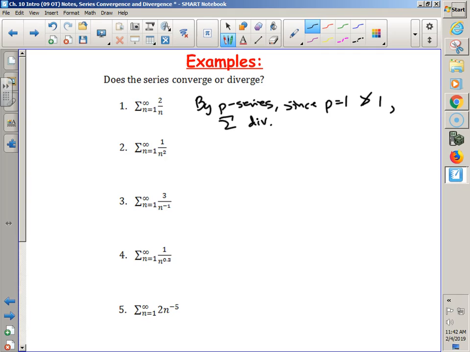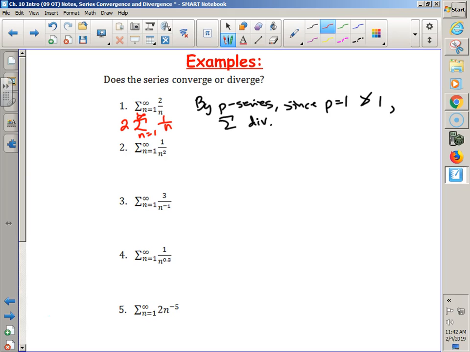P needs to be greater than 1 in order for the series to converge by the p-series test. And the nice thing is, does this 2 cause us a problem? No, because of properties of summations. Remember, this is an infinite sum. I can factor the 2 out of everybody. So ultimately, I'm looking at 1 over n.